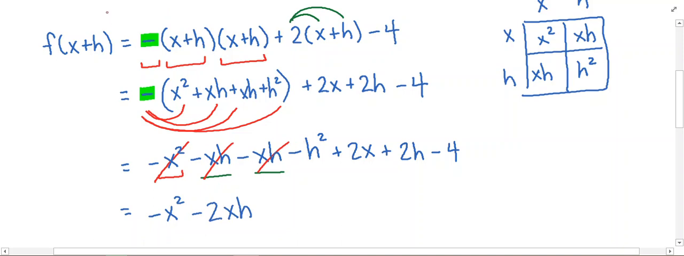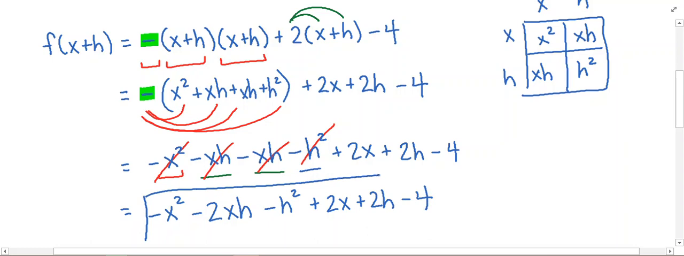And then next we've got the negative h squared. There's nothing else that has an h squared, so we've got to write it down. We've used it, get rid of it. And then out of what's left, I've got an x, an h, and a 4. None of these terms are alike, so you're not going to be able to combine them with anything, so we can just write them down. This is a really long answer, but it's the answer.